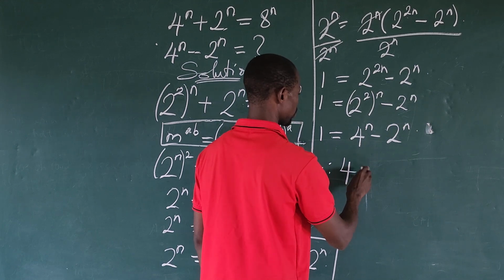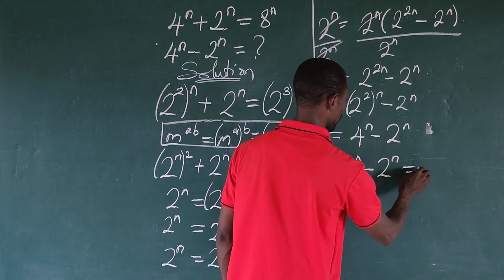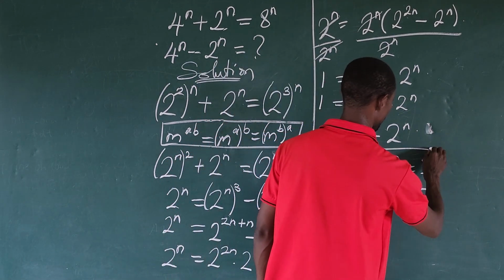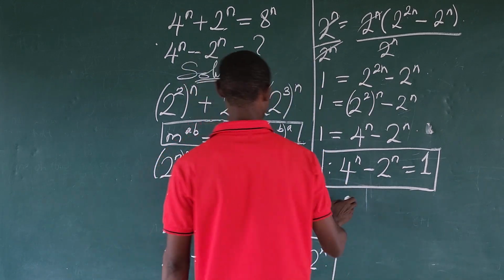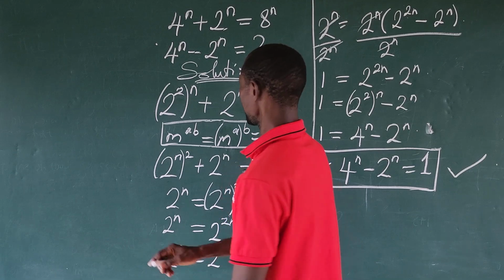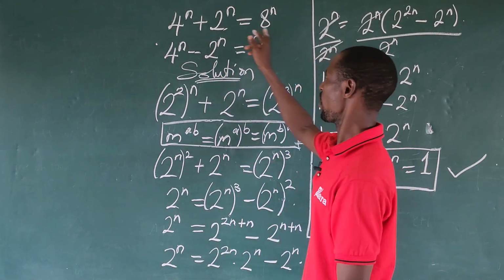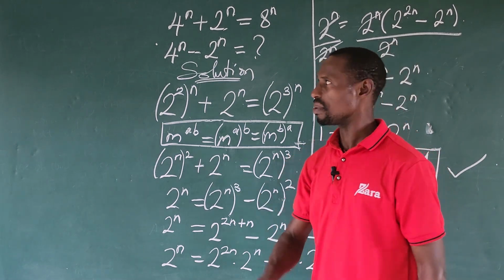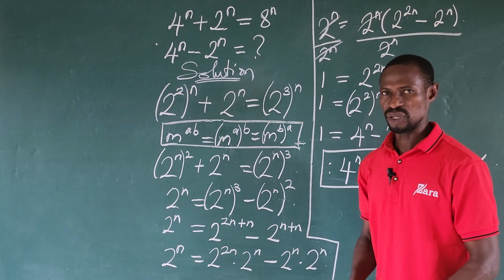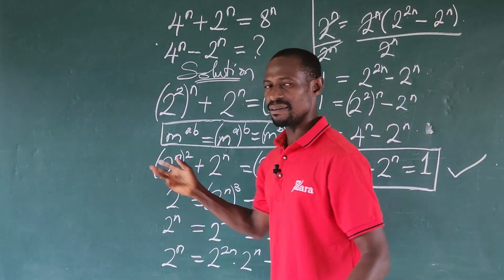we now have 4 to the power of n minus 2 to the power of n equal to 1. So what does that imply? It means that 4 to the power of n minus 2 to the power of n equals 1. Okay, if you had gone ahead to solve for n first, it would take you a longer way, because you would form a third degree polynomial equation whereby you have to solve for 3 roots, then substitute each of them into this to get the value of n.